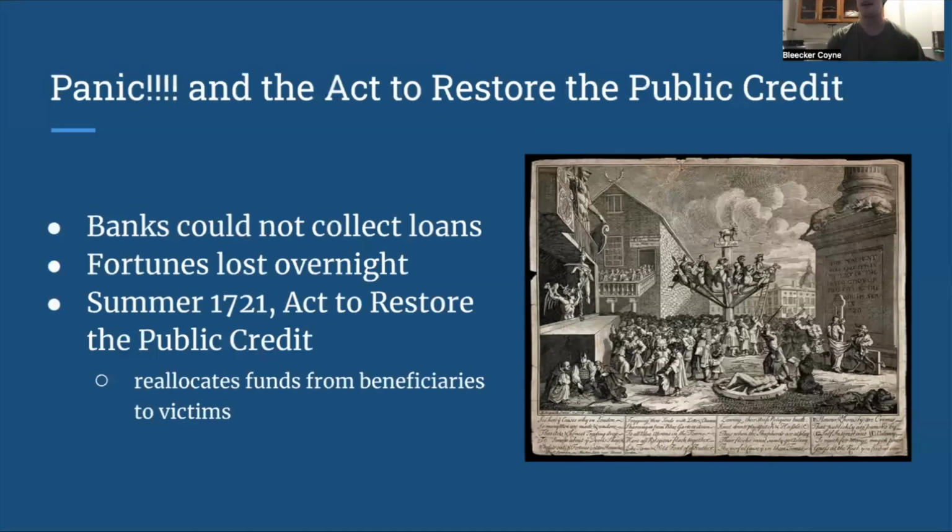The bubble burst had a rippling effect throughout the economy. At the height of the South Sea Company's value, many investors had bought shares on credit and had taken out loans. Now, banks could not collect these loans made for the overpriced stock. Fortunes were lost overnight, and the public demanded answers. The public hysteria is captured in a 1720 newspaper lithograph depicting riots and caricatures of corrupt politicians. In response, the British government took drastic action, the most significant of which was the Act to Restore Public Credit, passed in the summer of 1721, which reallocated and redistributed funds from beneficiaries, namely government officials, to victims.